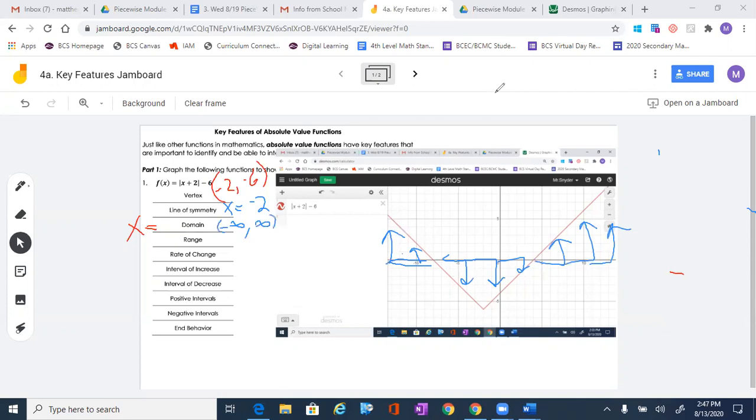And I'm going to use these parentheses. Remember those parentheses from other videos means not included. And that's because infinity is not an exact precise number.